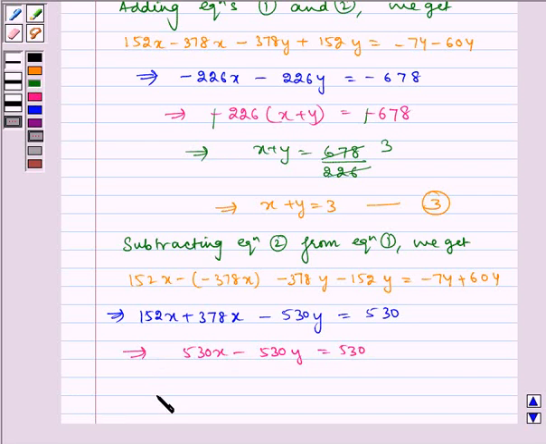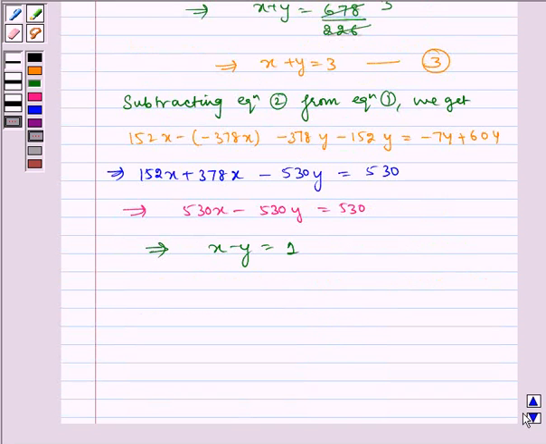Now, taking 530 common, we are left with x minus y is equal to 1. This is our equation 4.